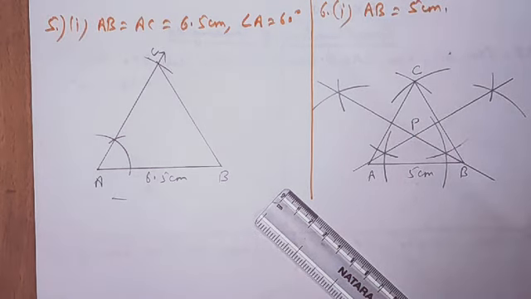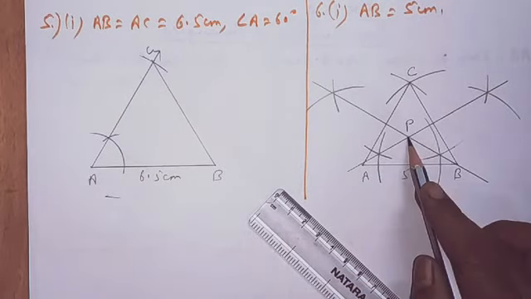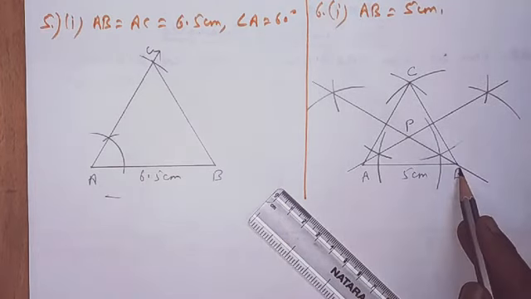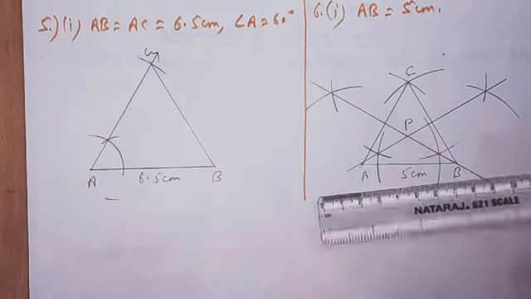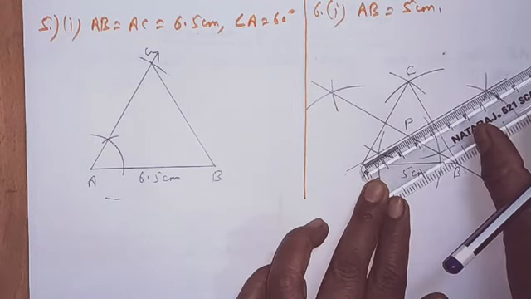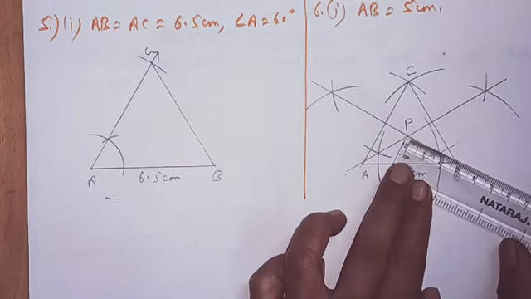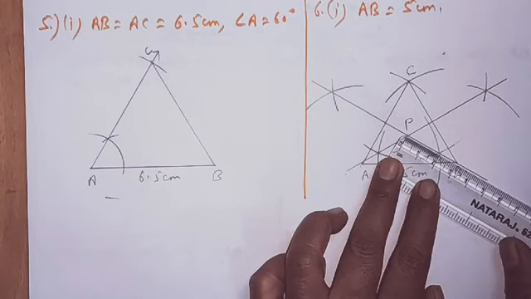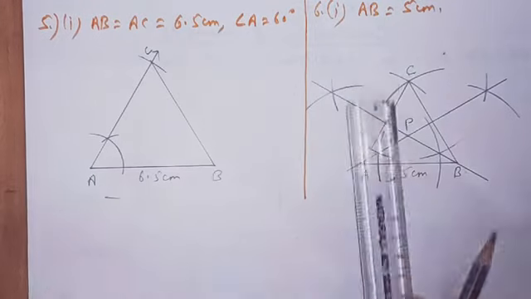Now the next step is we have to measure PA, PB and PC. Beta, let me tell you one thing. The point where the perpendicular bisectors intersect each other, that point is equidistant from all the three vertices. So this distance PA, PB and PC should come same. Let me measure PA first. It's approximately 3 centimeter. Not exact, approximate, around 2.8 I think. Then next, this is also the same. And this is also same.